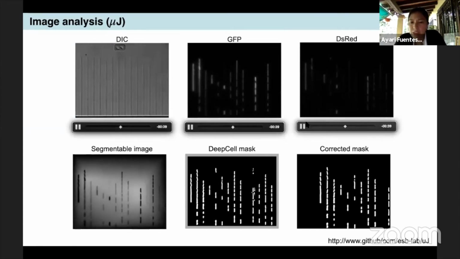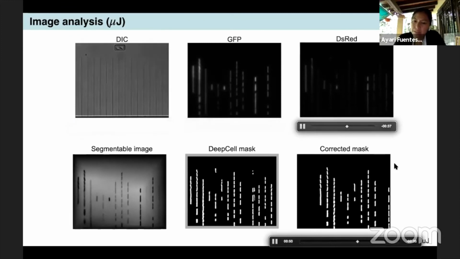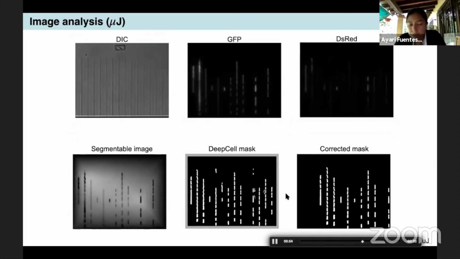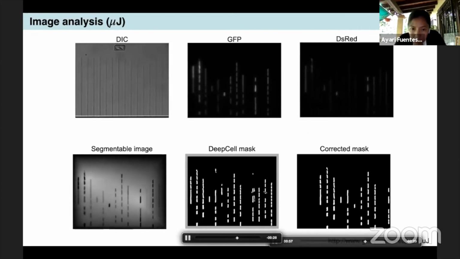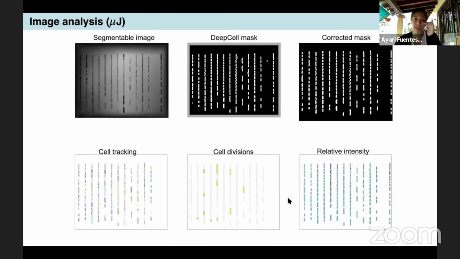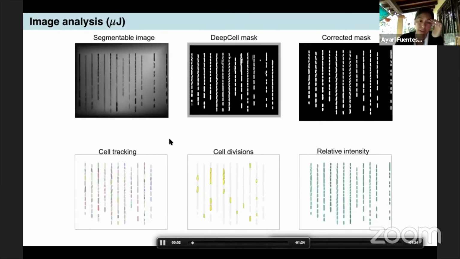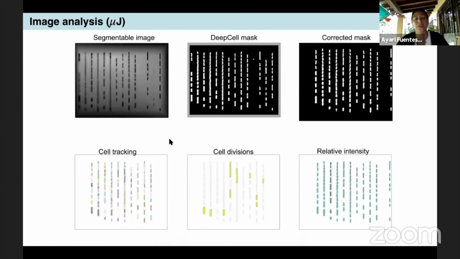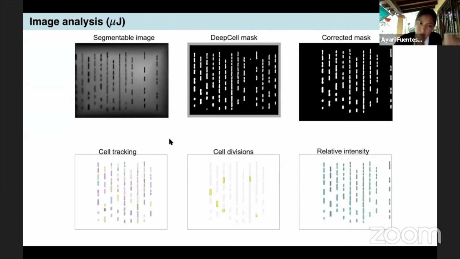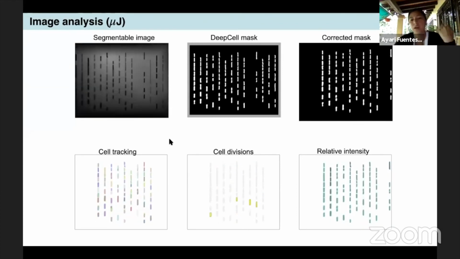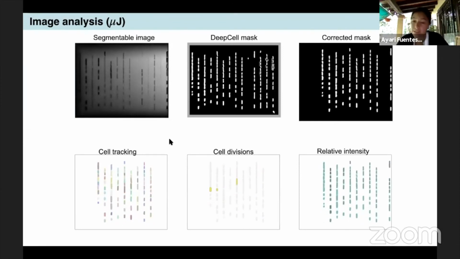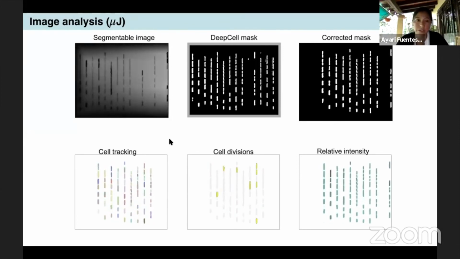of computational learning, and then we do a corrected mask by hand. Even though DeepCell is a really good algorithm, it has these kinds of errors that we have to clean by hand. So we correct the mask, and then we can start the cell tracking. By cell tracking, I mean we identify one cell, and then we can follow all the daughters of the cell, we can see the cell division, we can measure times, and of course what we really wanted to know is the relative intensity of each cell.